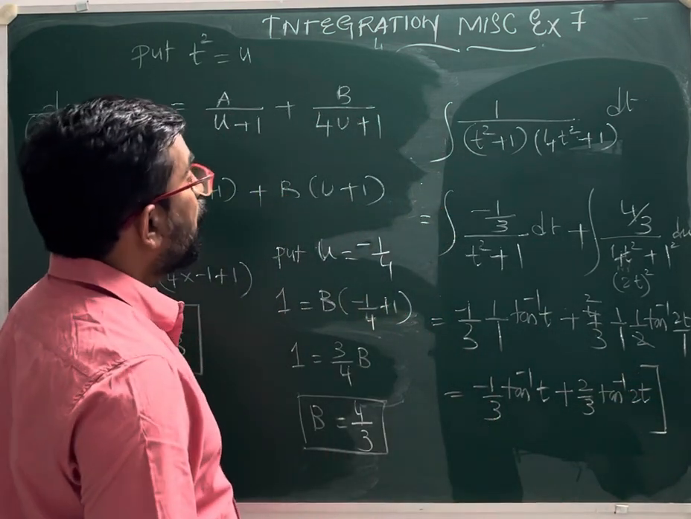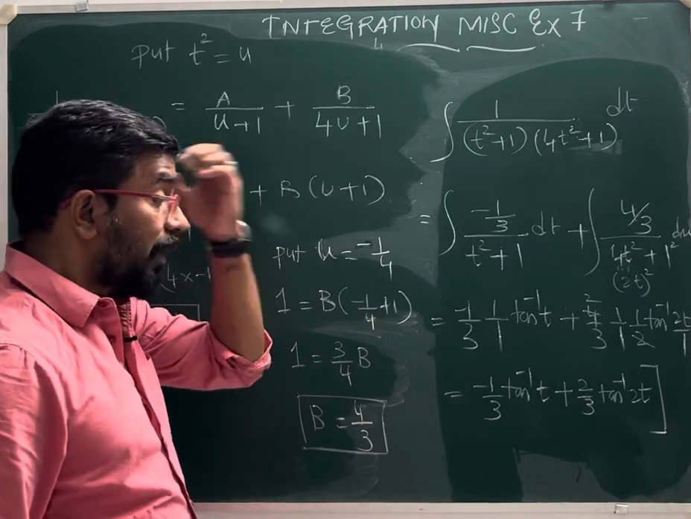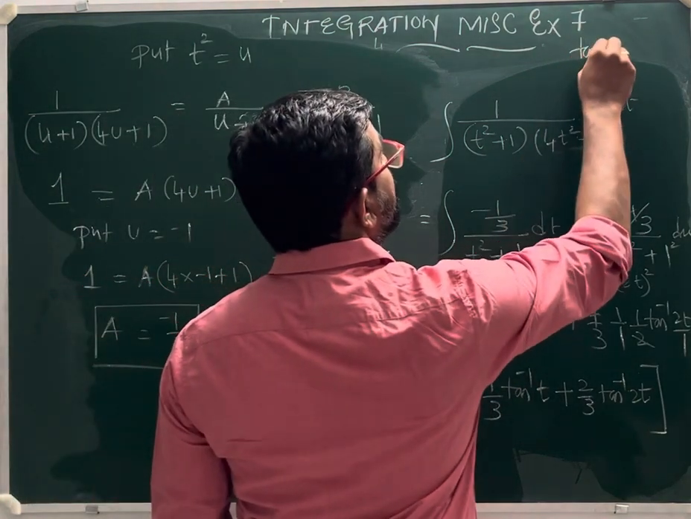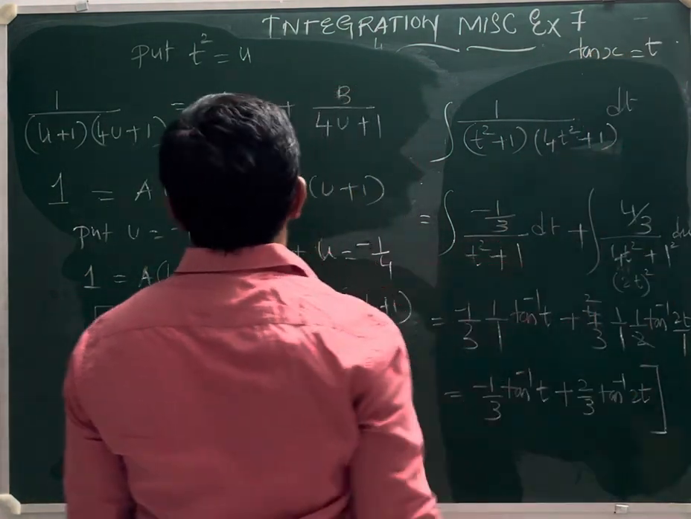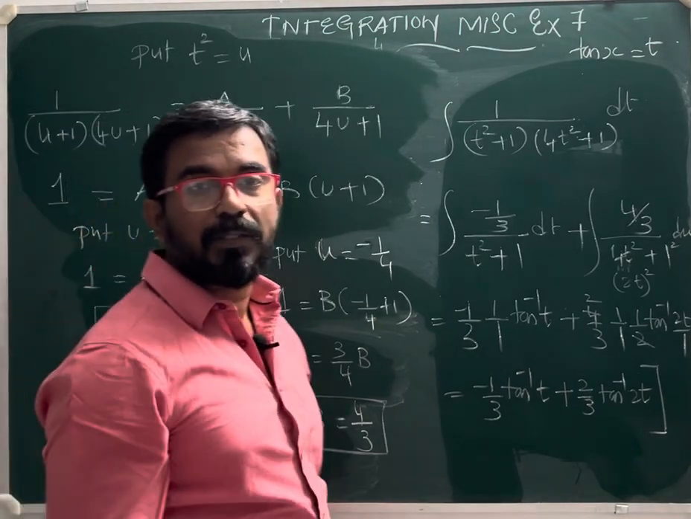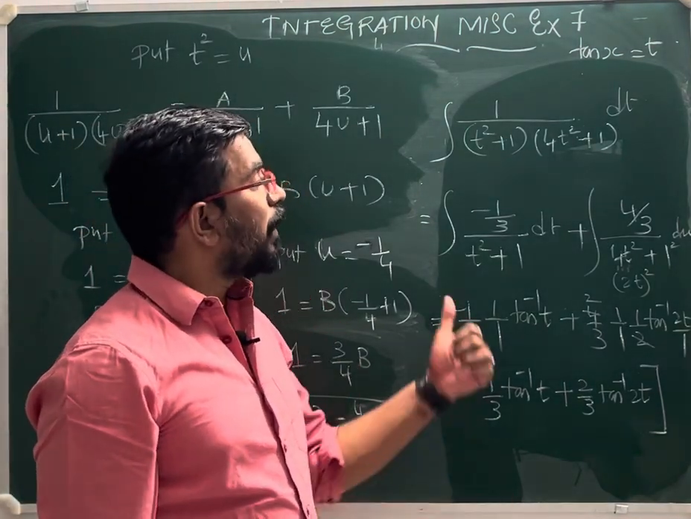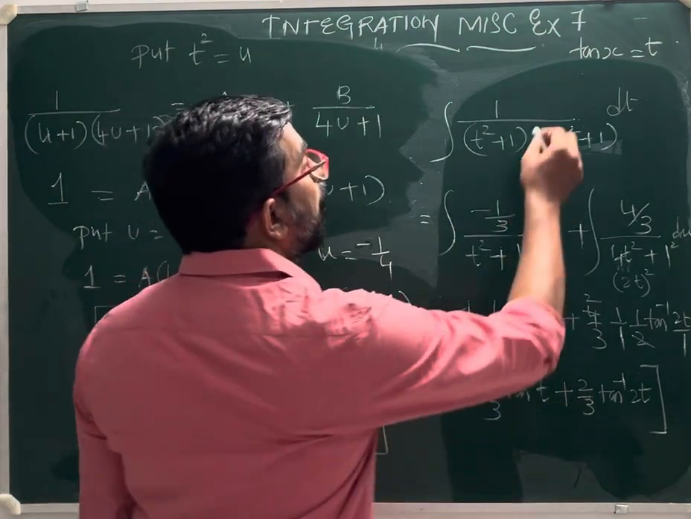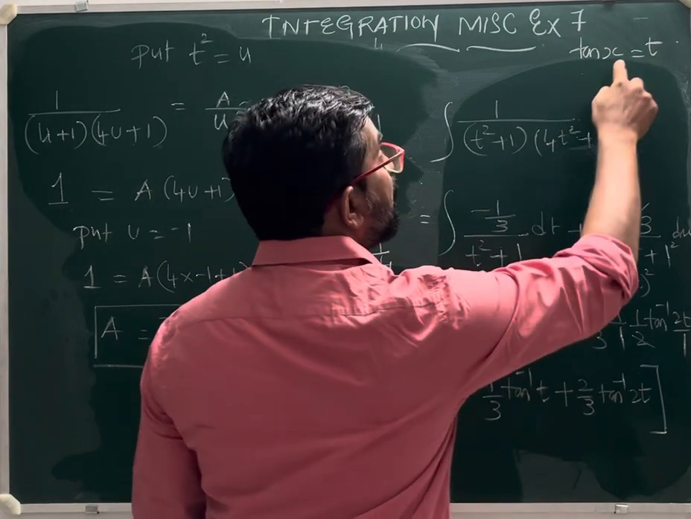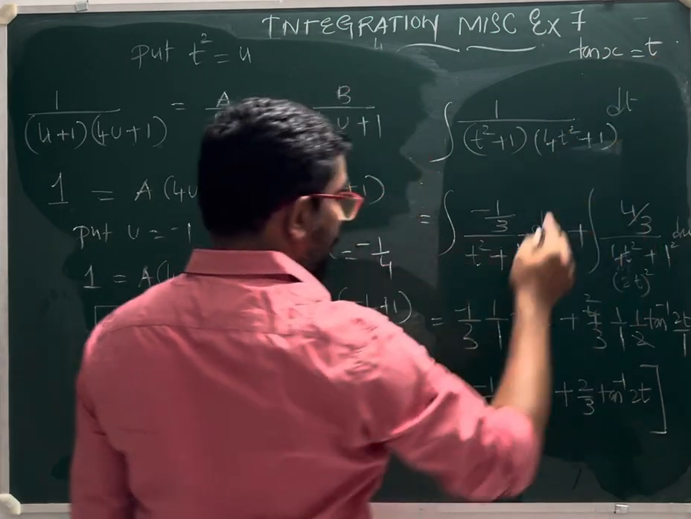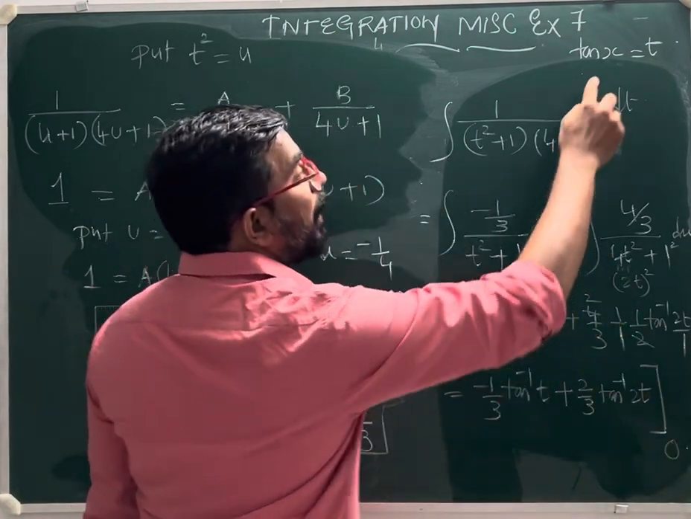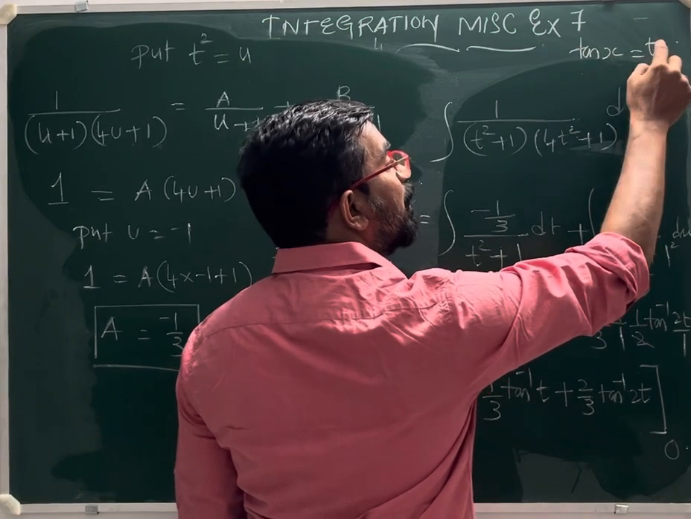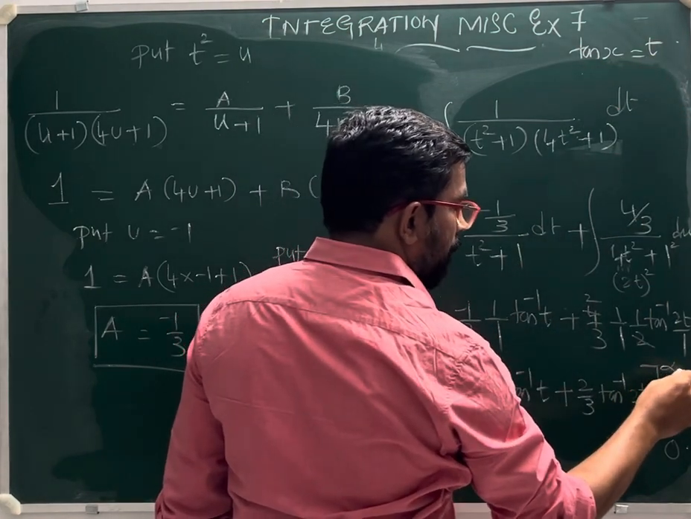What will be the limit? You remember for what we put as t? T was tan x. Tan x is equal to t. And what was our limit in the question? You look at the question. If you look at the question, this limit was 0 to pi by 2. So when x is 0, t will become tan 0, that is nothing but 0. When x is pi by 2, tan pi by 2 will come. Tan pi by 2 is infinity. So t will become infinity.